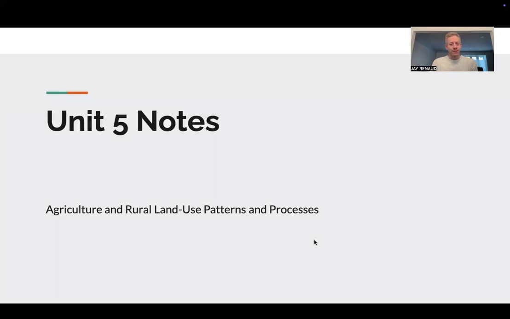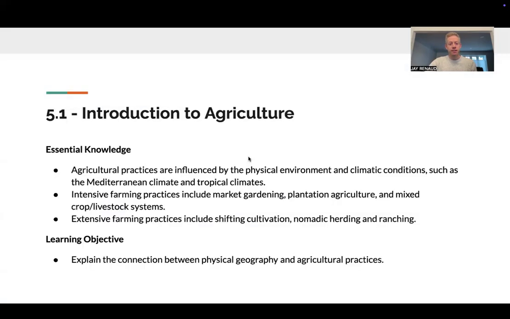All right, welcome. Unit 5. Let's review agriculture and rural land use patterns and processes. There are 12 topics for Unit 5. The essential knowledge and learning objectives are terms, concepts, statements that you should be fairly familiar with by the time that we go through each of the topics.